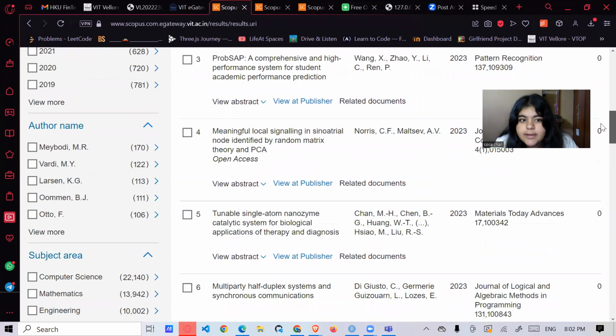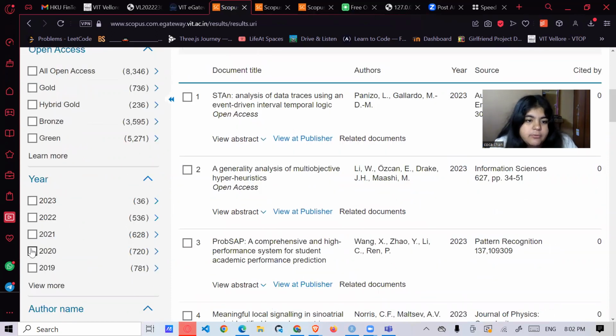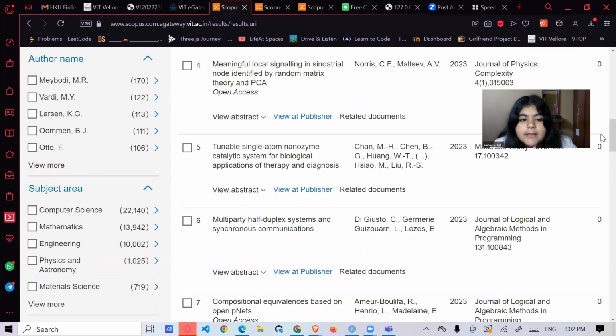So what I will be doing is taking articles published from 20 to 20. No, there have been 36 articles published in 2023 itself, and it has only been 1.5 months, which is amazing. Now, just so that I have a little longer list, I will be taking from 2020 to 2023. I don't have a problem with any access types, and I'm not going to go for specific authors.